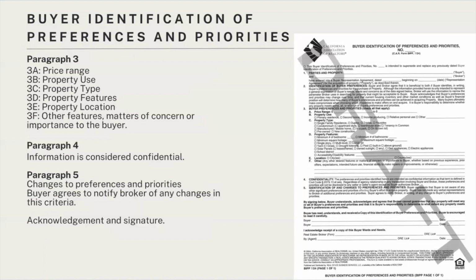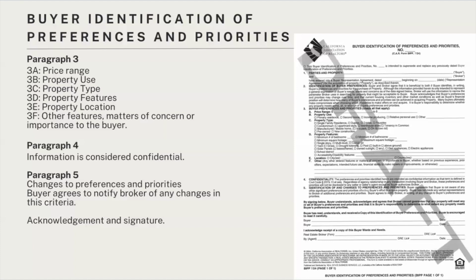Paragraph 3 identifies what the elements are. So 3A is the price range, 3B is the property use, whether it's going to be a primary residence, second home, investment property, et cetera. 3C, the property type, single family residence, or some other property type. 3D, the property features. 3E, the property location. 3F, other features, matters of concern or importance to the buyer. So they would be able to provide under other if there's something else that they want to specify to you.